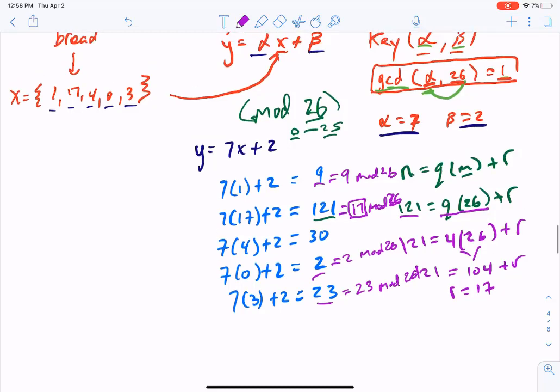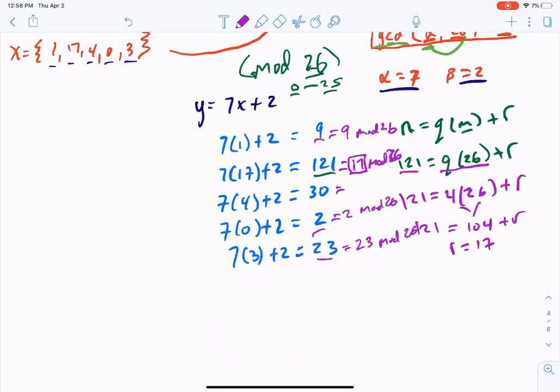Okay. And this right here, 30. What you could also do is subtract 26. If I did that, it's like saying 30 is equal to 1 times 26, plus r. So that means that r would equal 4. That's your remainder, okay? So this is congruent, we say, to 4 mod 26.